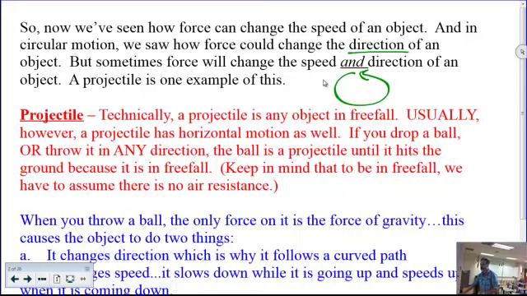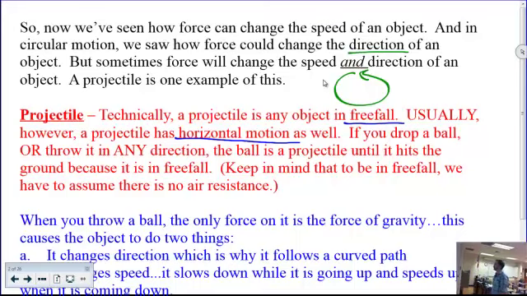Our textbook definition of a projectile is any object in free fall. Usually, however, when you talk about a projectile, you're talking about an object that's in free fall while it has horizontal motion. So if I drop this ball, it's got vertical motion, technically a projectile. But usually when you talk about a projectile, you're talking about something that has vertical motion as well as horizontal motion.